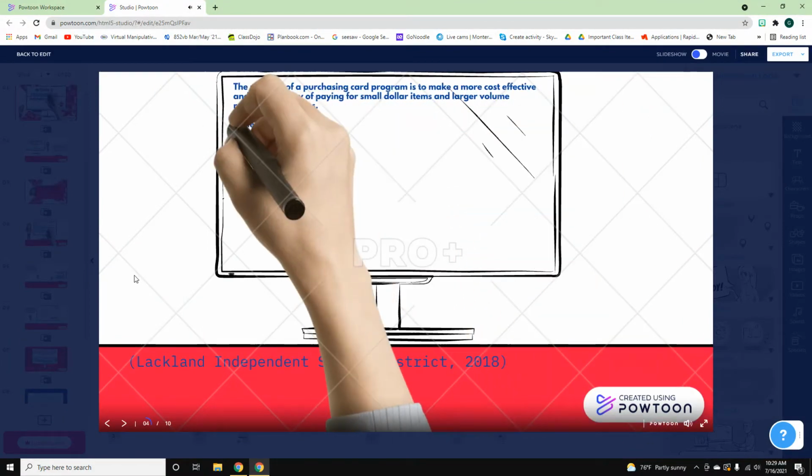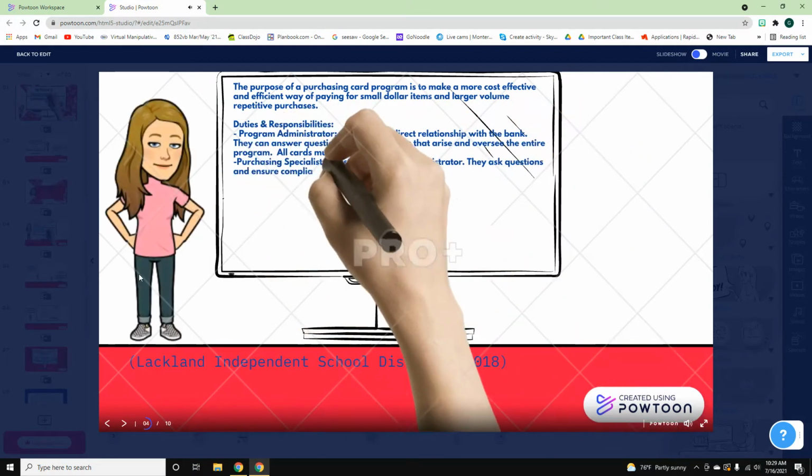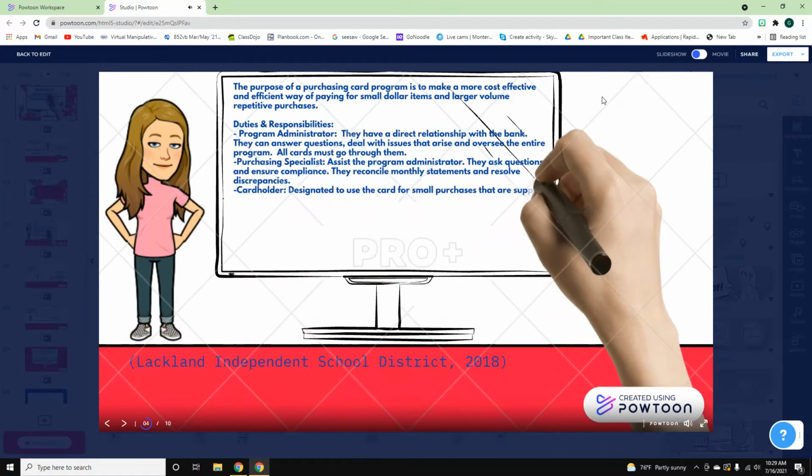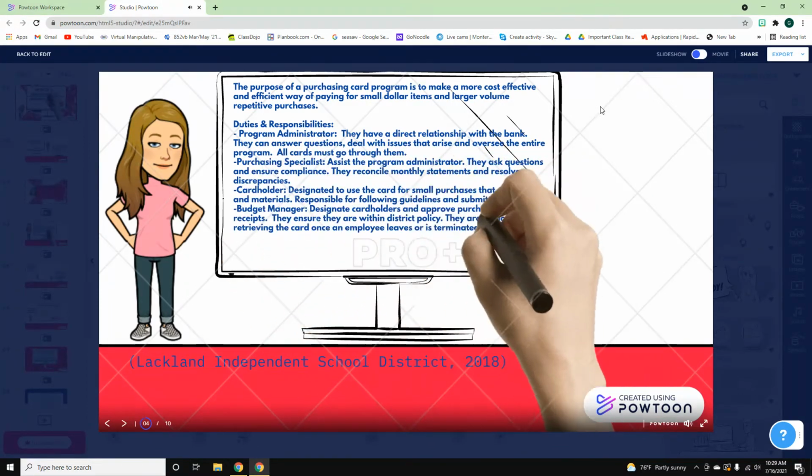The purpose of a purchasing card program is to provide a more cost-effective and efficient way of paying for small dollar items and larger volume repetitive purchases. There are duties and responsibilities that go along with these purchasing cards.